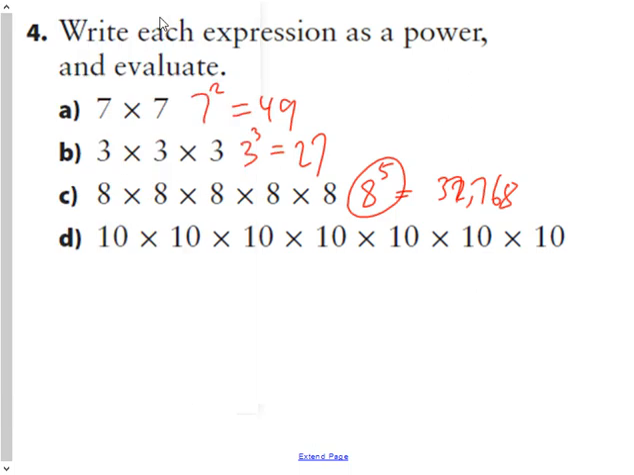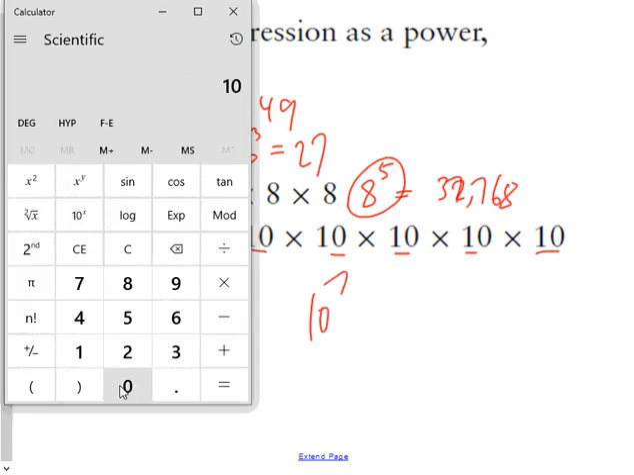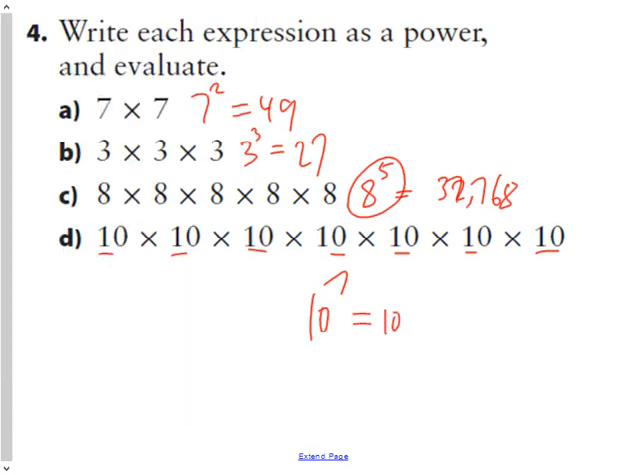For the next one, I have 10 being multiplied by itself 7 times. If I grab my calculator and go 10, x to the y button to tell it the base is 10 and the exponent is 7, it will tell me 10 million. Now a neat little trick for this is, if you have 10 as a base, whatever your exponent is, that's how many zeros you have in your number in standard form. So 10 to the 7 is 10 million.